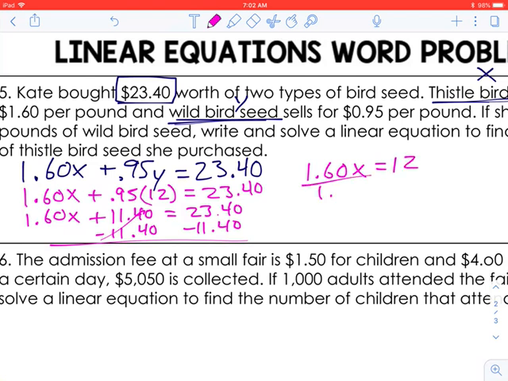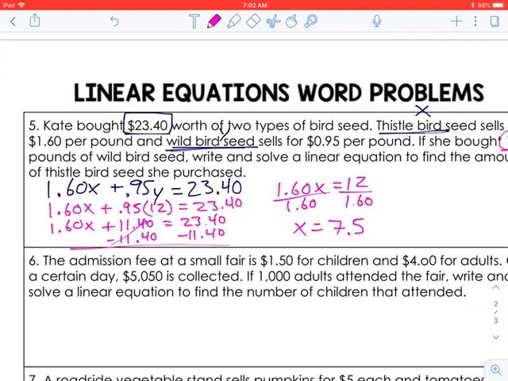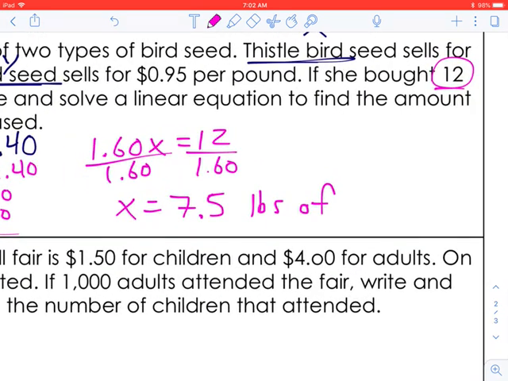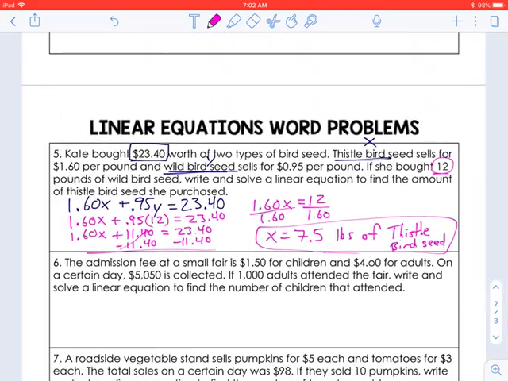So divide by 1.60, and we get x equals how many pounds? 12 divided by 1.60, 7.5. So 7.5 pounds, so lbs of thistle birdseed. And there we are. 7.5 pounds for our final answer there.